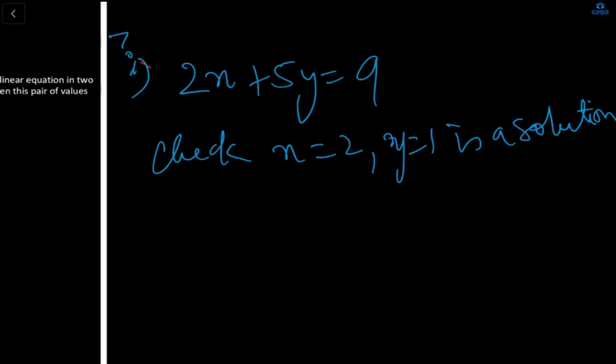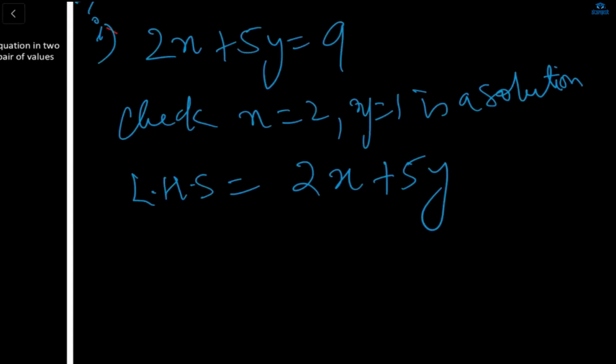Now, if you have to check this, first take the LHS. Ma'am, it is a solution. Yes, it is a solution. So let's see by proper means how you are going to follow the method. LHS is equal to 2x plus 5y. Now if we keep the value of x is equal to 2 and y is equal to 1, what will it be?